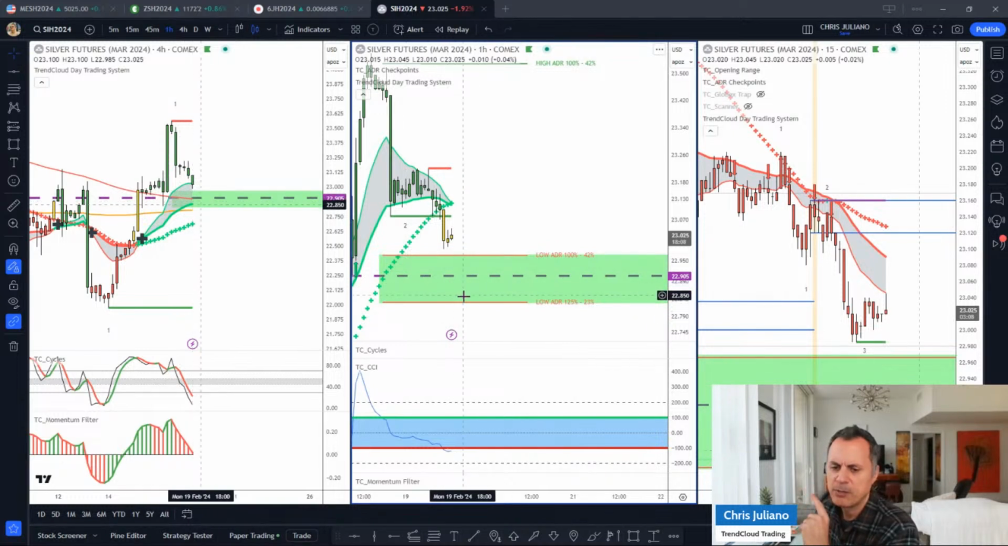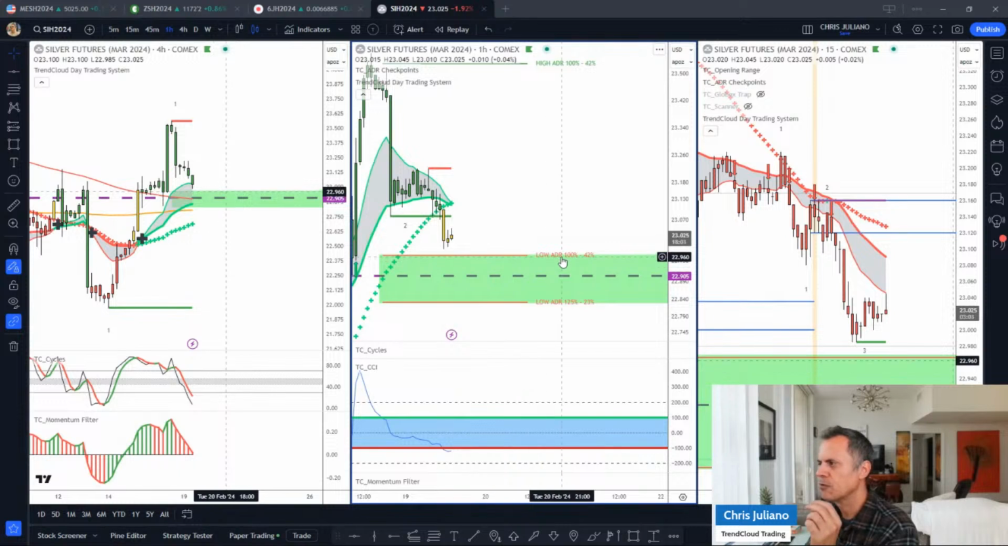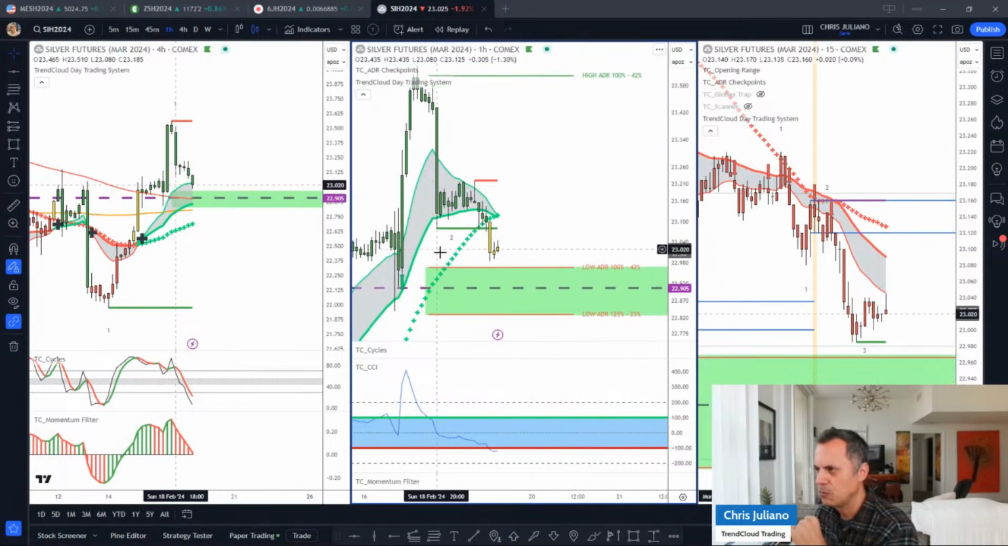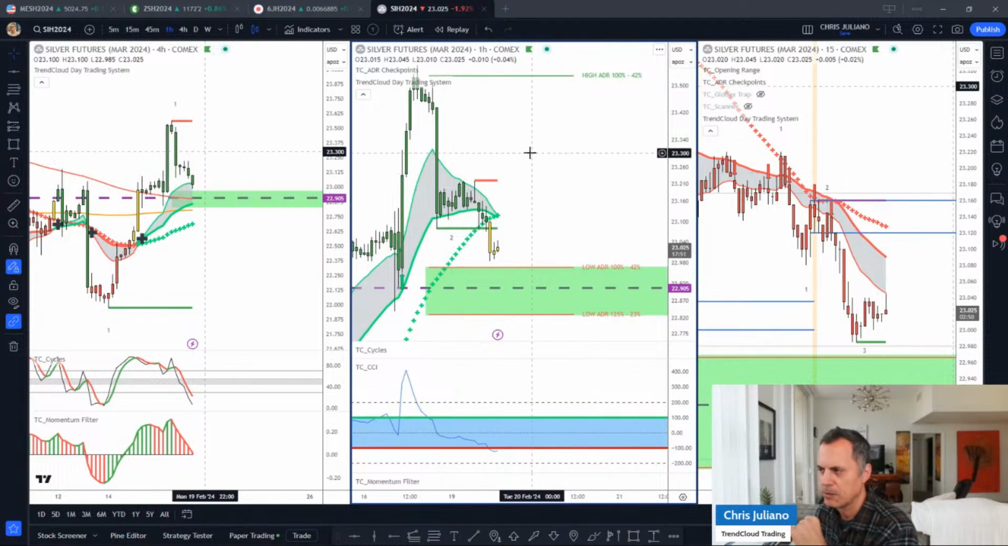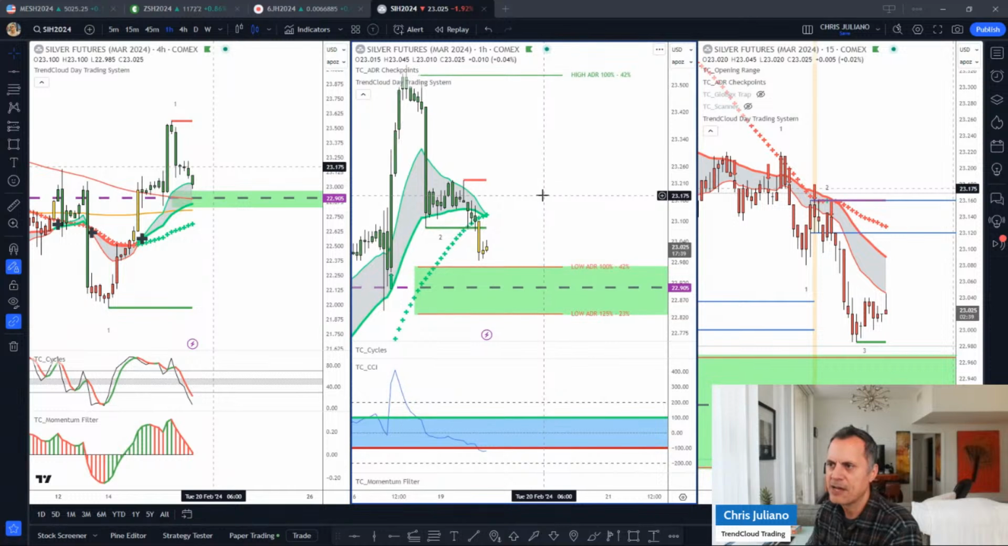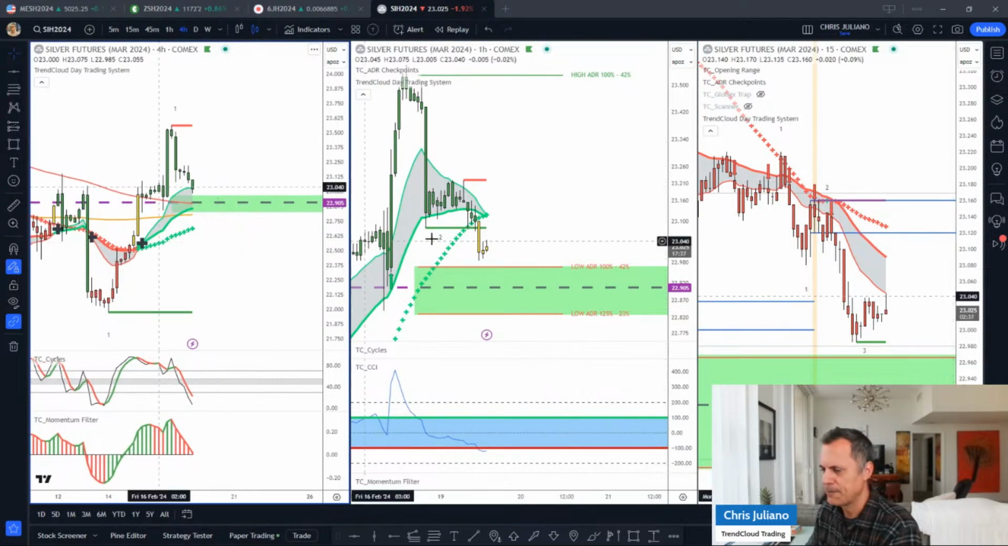What if we wanted to be more conservative? What if we wanted to buy silver on a more conservative entry? How would we do that? And I go over all of this in the masterclass, guys. So if you like the TrendCloud system and you want to use TrendCloud inside of the masterclass on technical analysis, you will see how to take those conservative entries. And this is how you do it. Okay, so I'm going to show you right now.